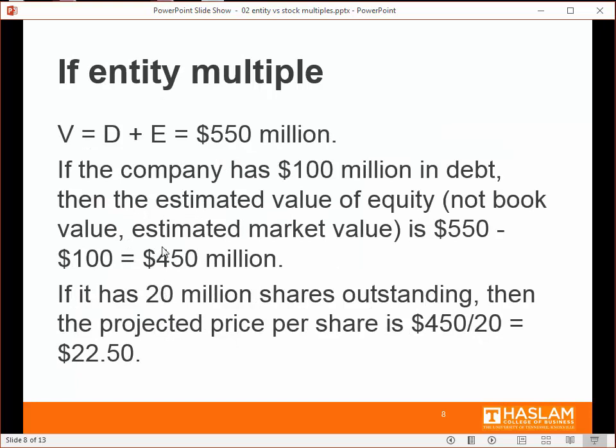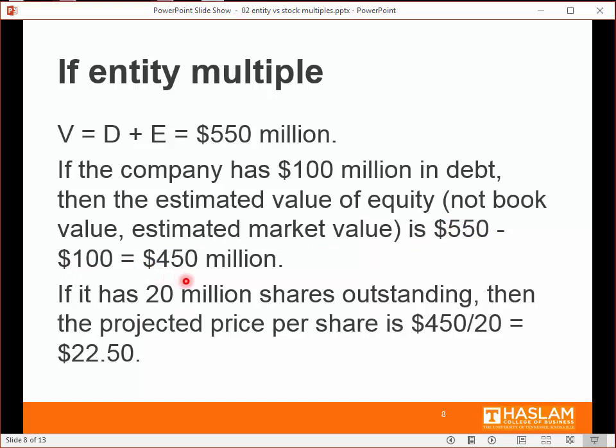Now, the way that you use this to find equity value is that we recognize that the enterprise value of the company is the debt plus equity. We already know that's estimated to be $550 million. If the company has $100 million in debt, then our estimate of the value of equity, and this is an estimate of the market value of the equity, not of the book value, is that enterprise value that we projected or estimated minus the debt. 550 minus the 100 gives you $450 million.